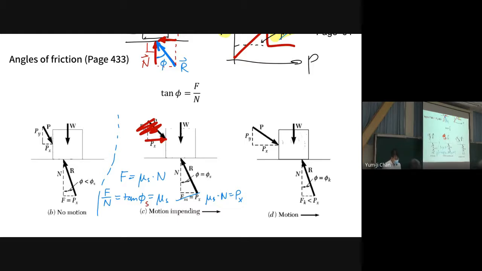And if it is in motion, F is equal to mu K times N. So F divided by N is equal to mu K, and we will say this is tangent phi K. And this angle is phi K.